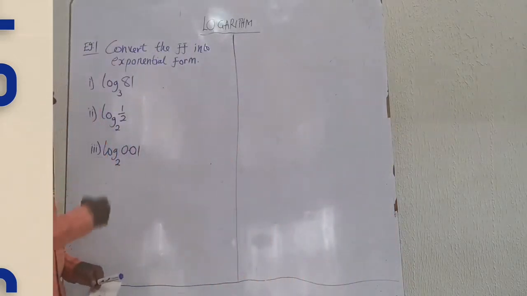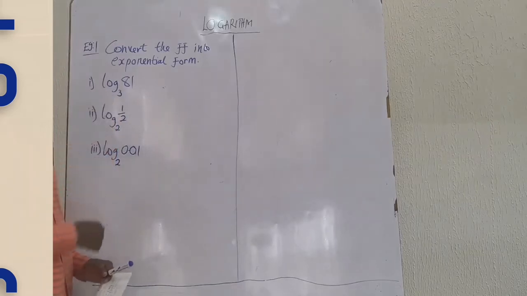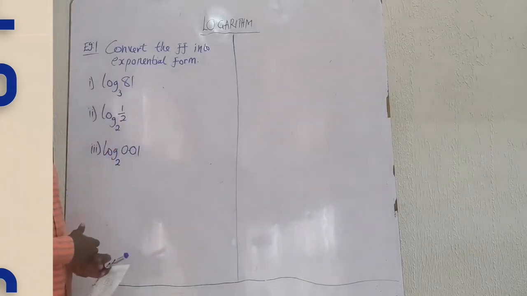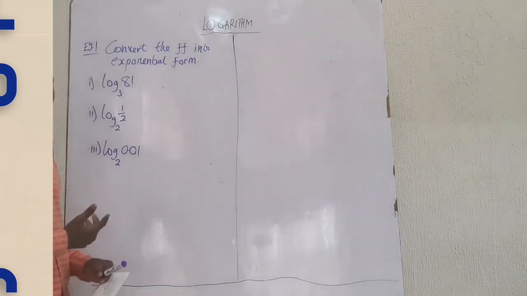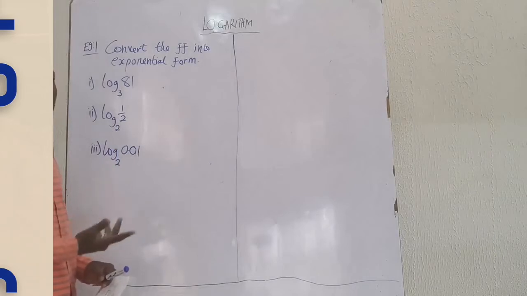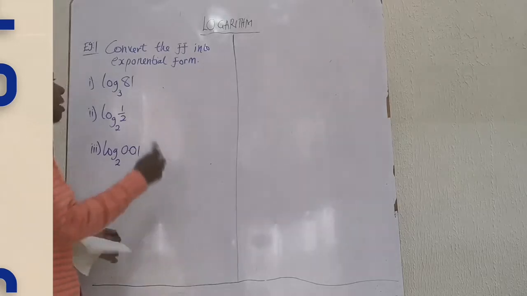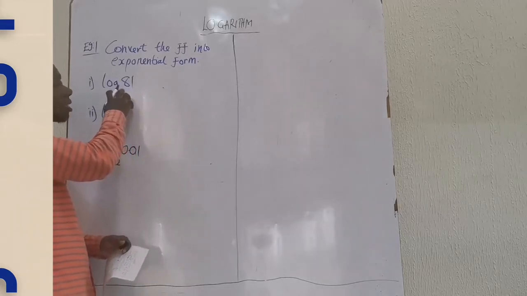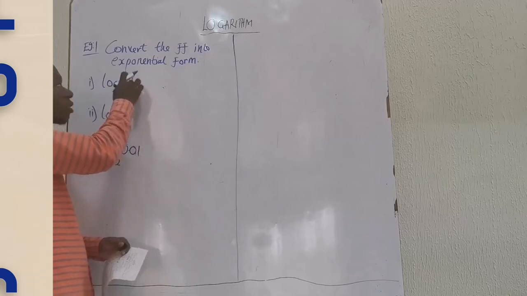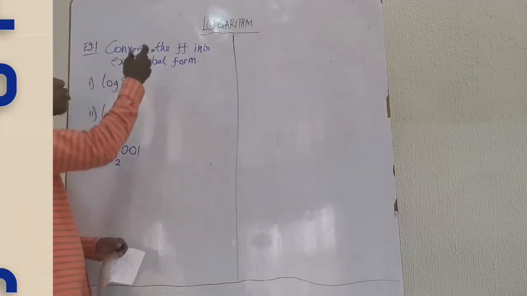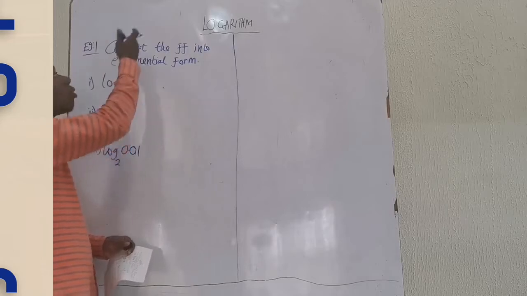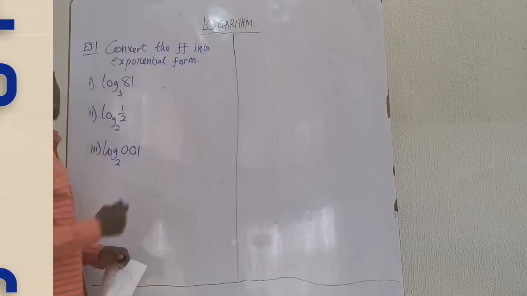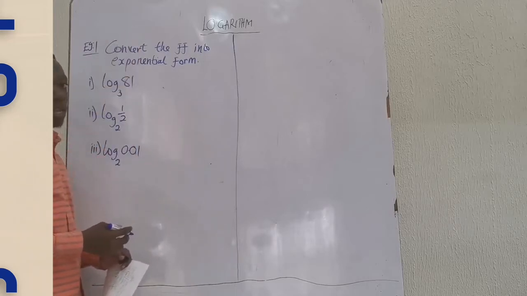So we have log 81 to the base of 3. We said the logarithm of any number refers to what? The power or the index to which the base must be raised in order to get the number. So it means that the number is 81, okay? So which number should the 3, which is the base, be raised to in order for us to get the 81? That's what we are interested in, and that will help us to know the exponential form of this logarithm. I believe that is clear.